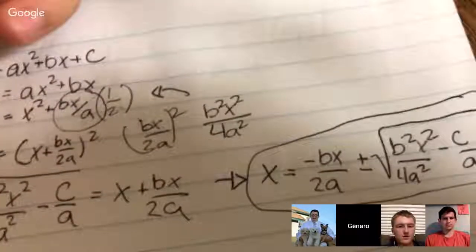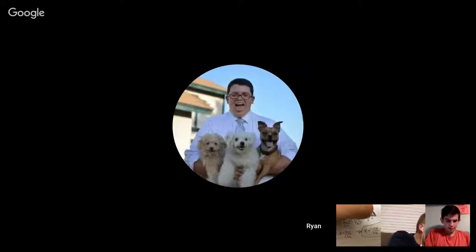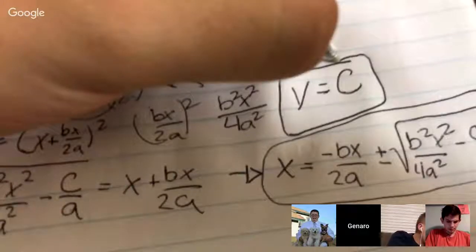Group quiz B. What is the y-intercept for the given quadratic formula? For the y-intercept, you just put 0 in for x. Correct. So that 0 would just make it y equals c, right? Yeah. So that's pretty simple.